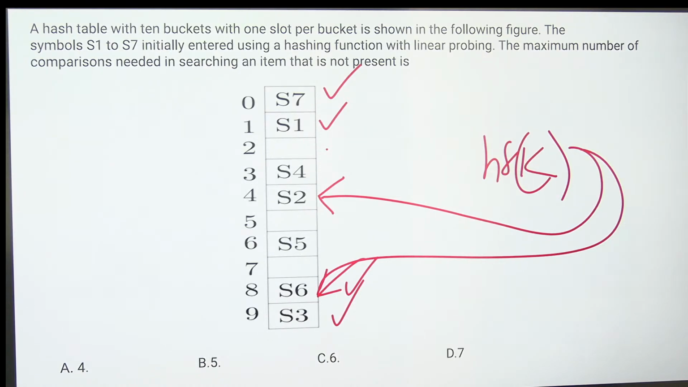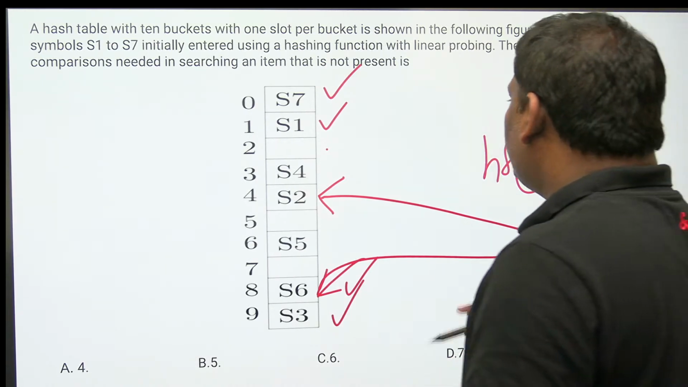First I will go to S6, it is not matching, linear probing. Next one, S3 not matching, linear probing. Next one, S7 not matching, linear probing. Next one, S1 not matching, linear probing. Next one is not there. The item is not present, so you have to see the gap.